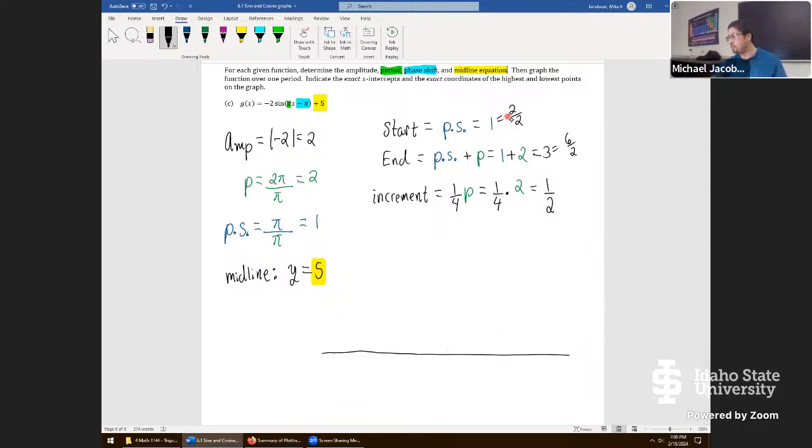So we're starting at 2/2. We're adding 1/2 to get to all of our next values. So add a half to 2/2 to get 3/2. Next is 4/2, 5/2, and it ends at 6/2.